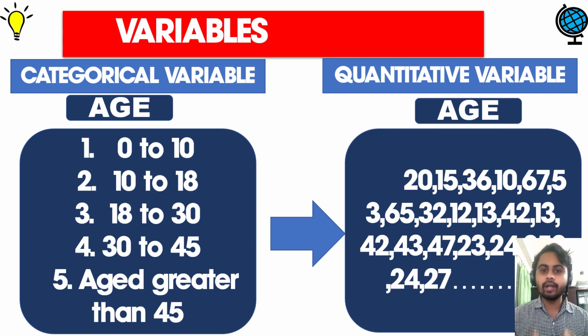I already provided this example: you can ask people, okay, what is your age? They can tell any number, and this is quantitative. Sometimes in practical life, it is very tough to deal with quantitative data. So what do we try to do? We try to convert it into categorical data. Like we give them 5 options, like 0 to 10, 10 to 18. If they choose one particular option, then this is a categorical variable because it has categories.